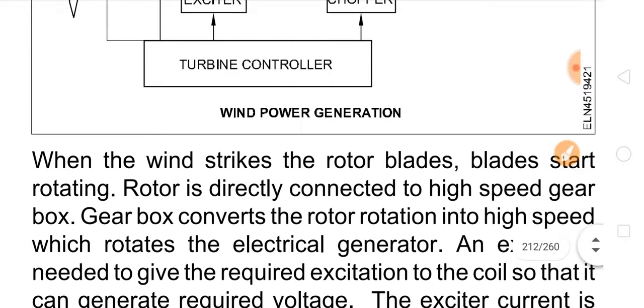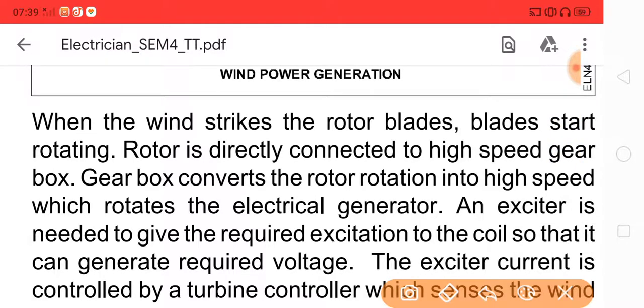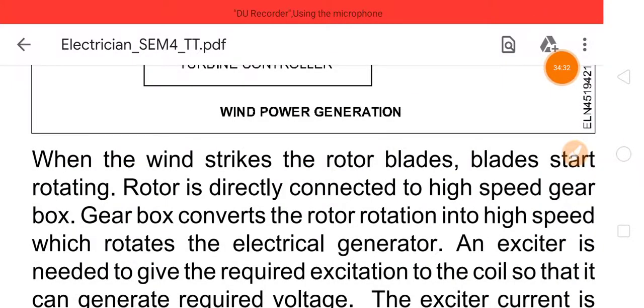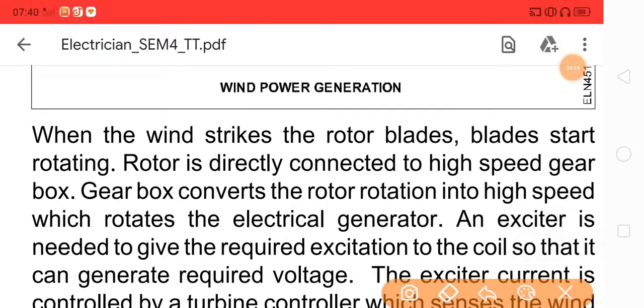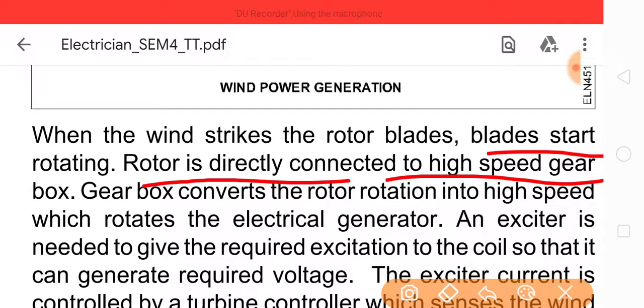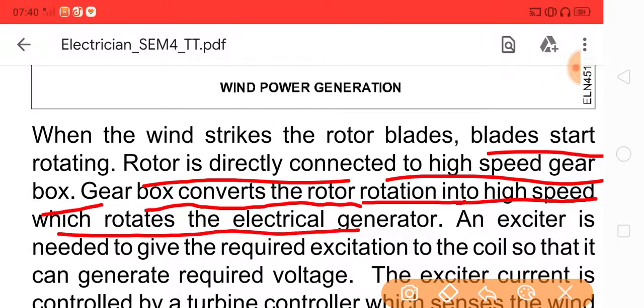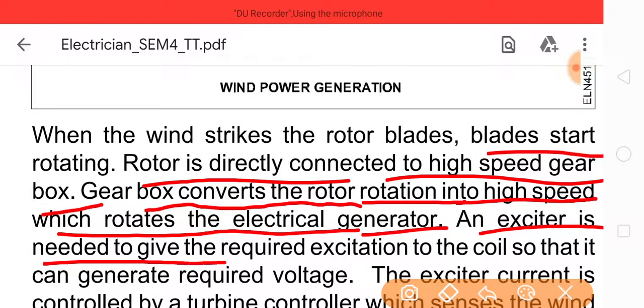When the wind strikes the rotor blades, they start rotating. The rotating rotor is directly connected to a high speed gearbox, which converts the rotor rotation into high speed, which rotates the electrical generator. An exciter is needed to give the required excitation to the coil so that it can generate the required voltage.